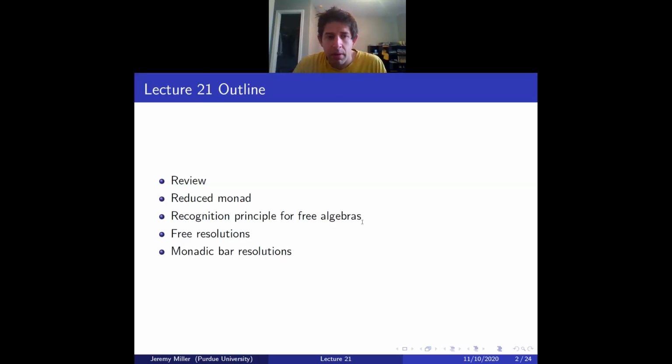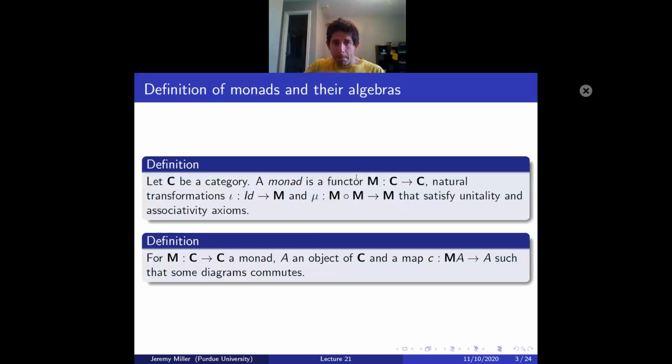We'll talk about that. Big picture, what we're trying to do over the next, I think, four lectures is to prove the recognition principle. So we'll talk about the recognition principle for free algebras over the little cubes operad, and then we'll talk about free resolutions in the context of classical algebra, and then we'll talk about the monadic bar resolution, which gives you free resolutions in the context of monads.